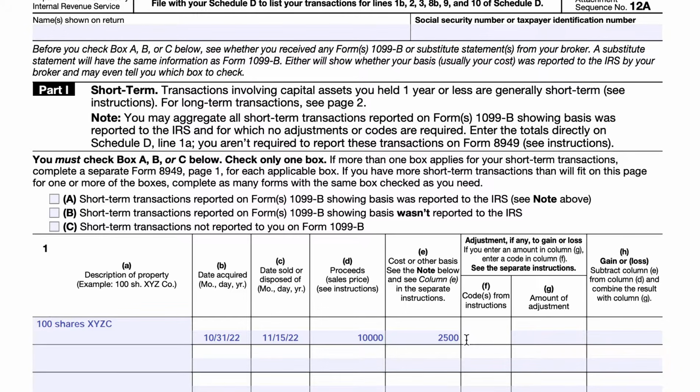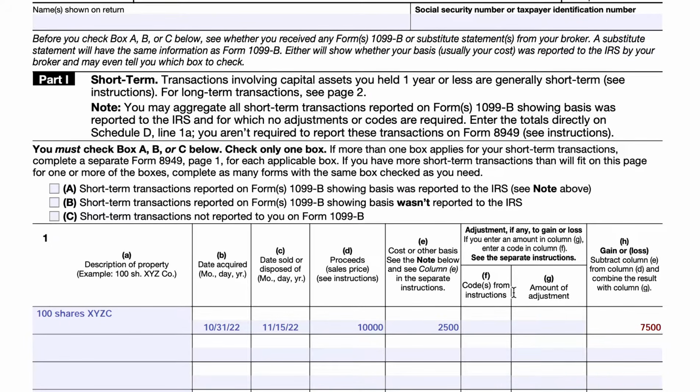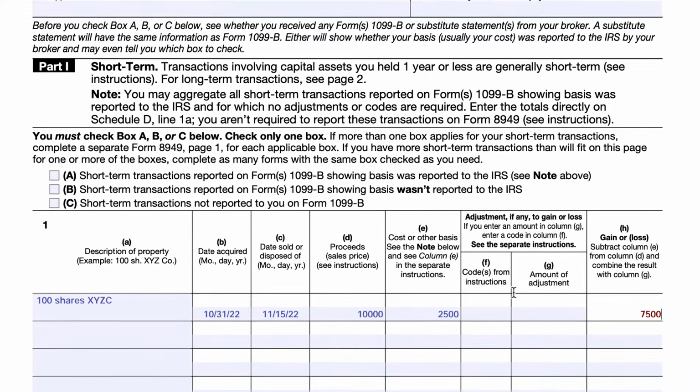We'll assume that there are no adjustments that need to be made for this, and we'll simply go to the gain or loss column, where you subtract column E from column D, and the resulting amount is a $7,500 short-term capital gain. As you may be aware, short-term capital gains are taxed at ordinary income tax rates, whereas long-term capital gains are taxed at preferred capital gains rates.